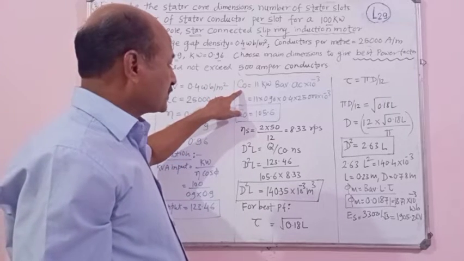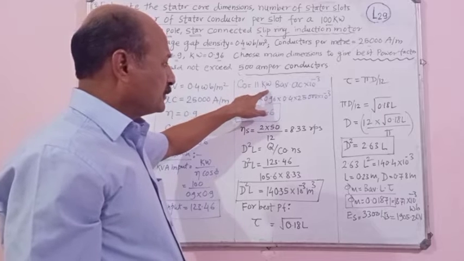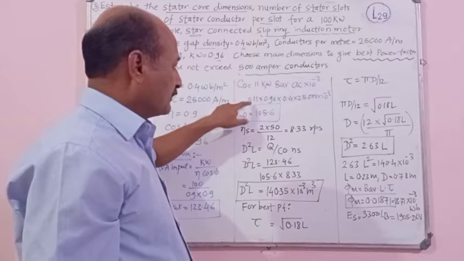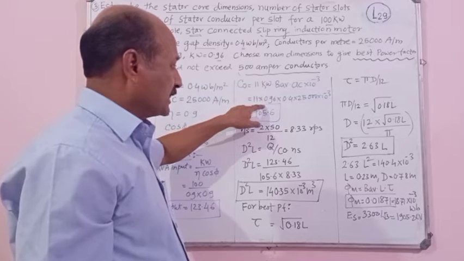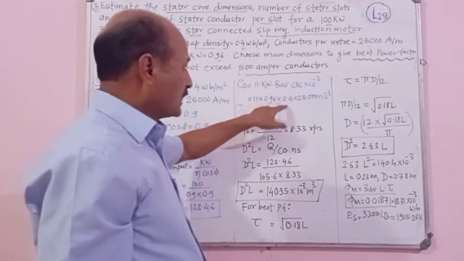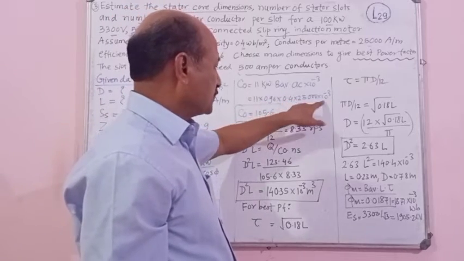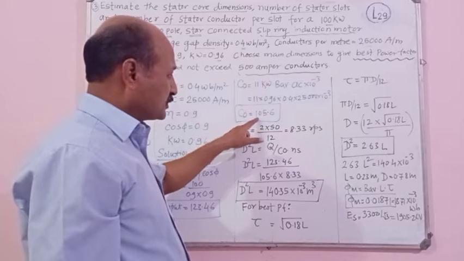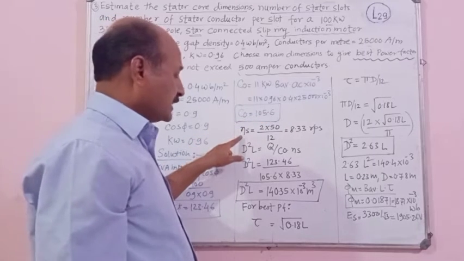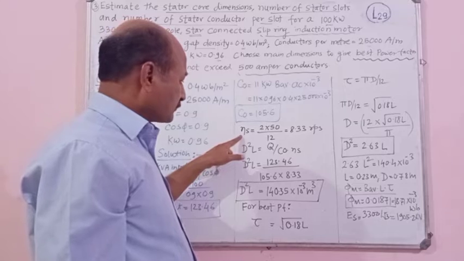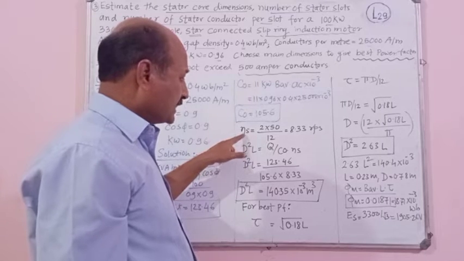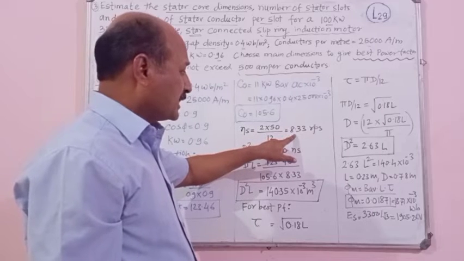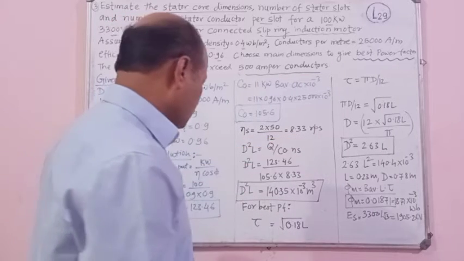So what is the formula for CO? CO equals 11 into K_W into B average into AC into 10 to the power minus 3. 11 is the constant, K_W equals 0.96, B average equals 0.4, AC equals 25,000 into 10 to the power minus 3. In this way you will get CO equals 105.6. Then the next step is to calculate the speed in RPS, that is 2 multiplied by 50 divided by 12. So you will get the speed in RPS equals 8.33 RPS.